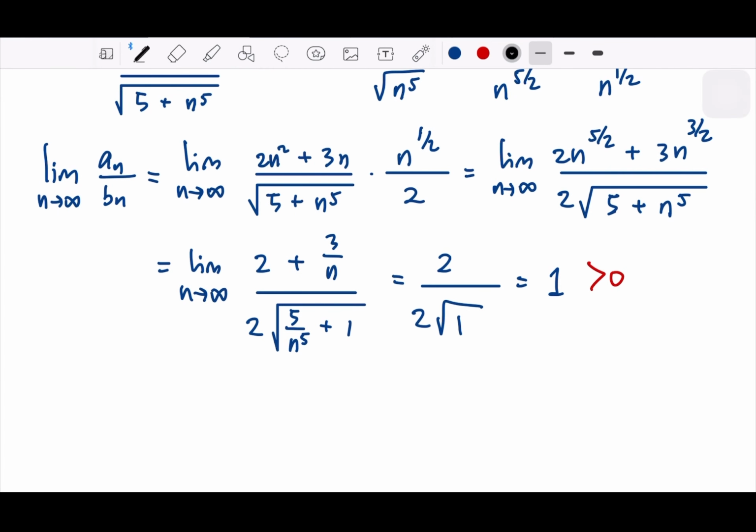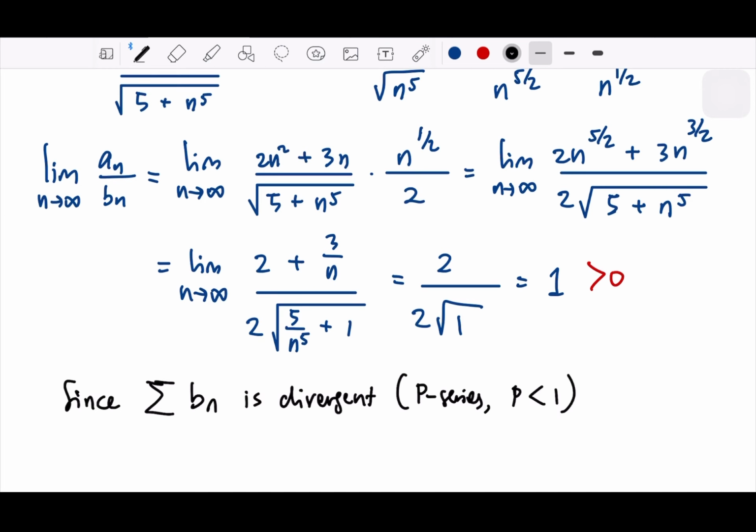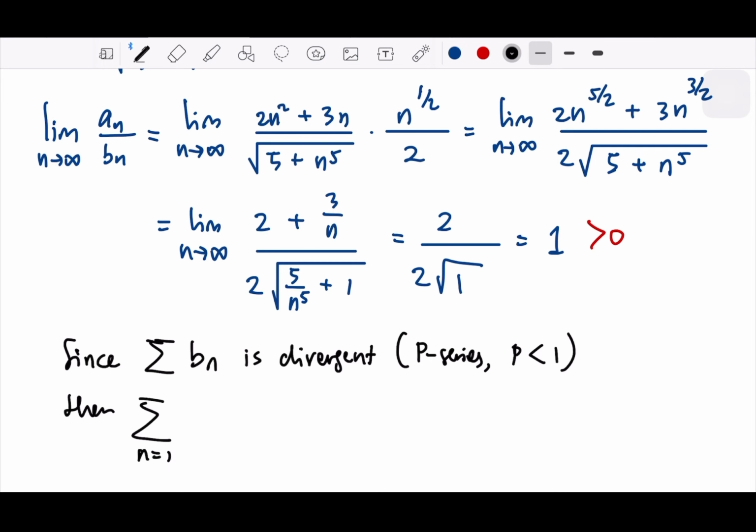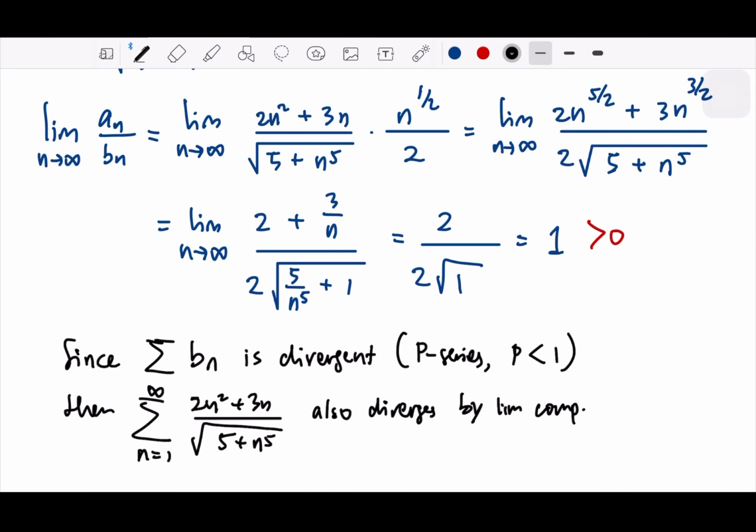And we can write down, since it diverges, because it's a P series, P is less than 1, then the given series, or the series of this function, also diverges by the limit comparison test.